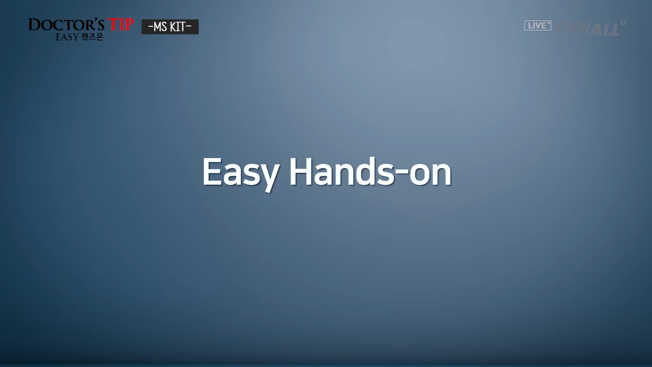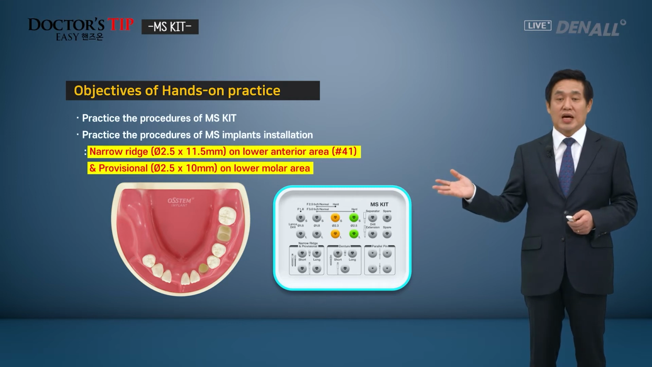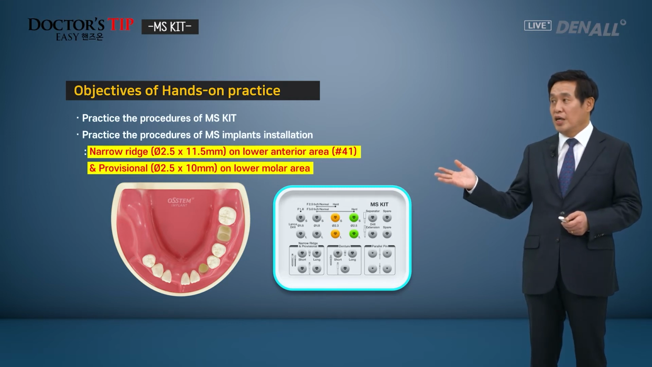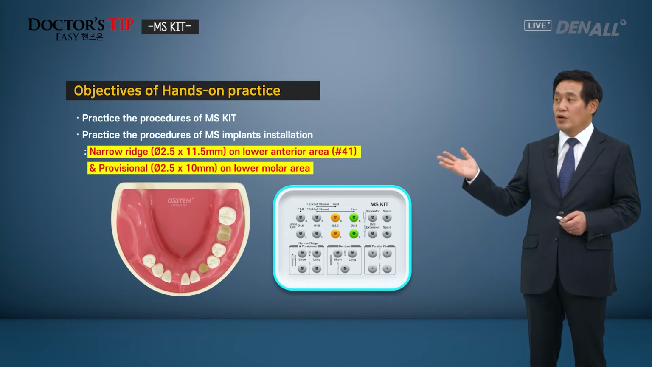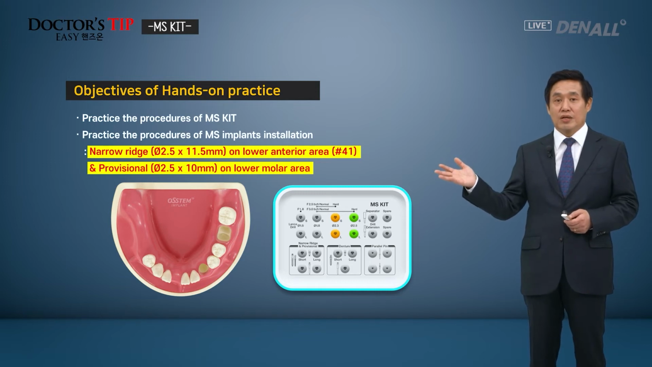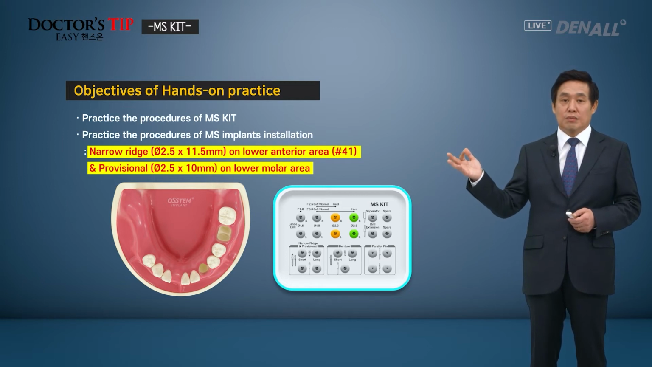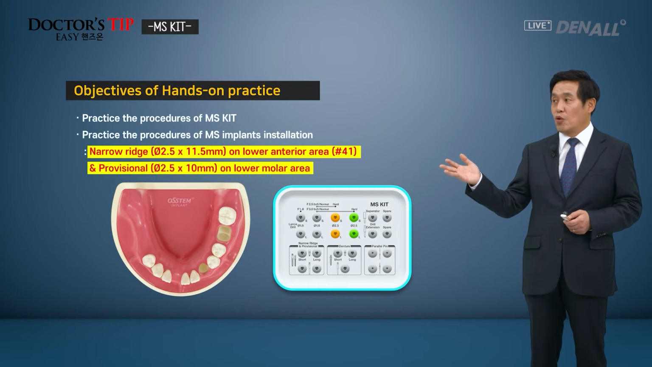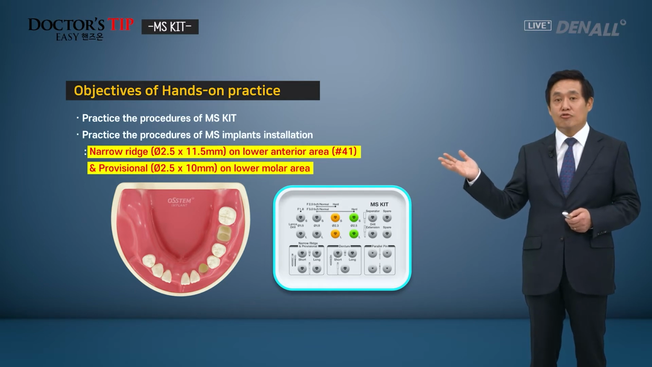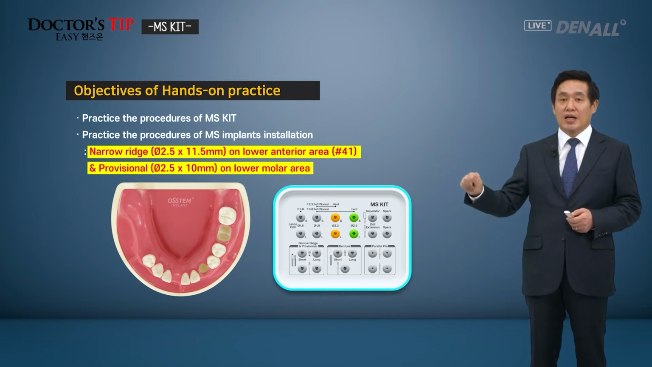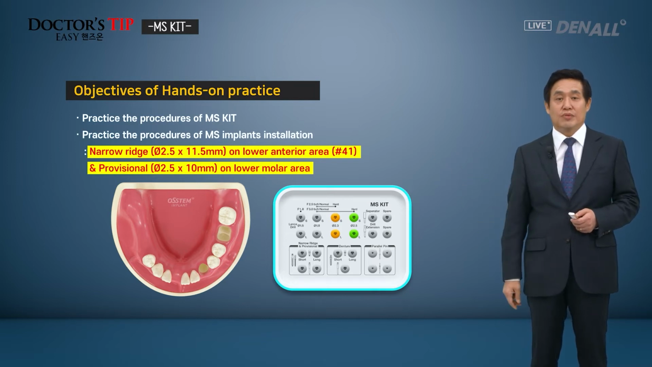Next, I will go into hands-on practice. The model that I prepared for you today has number 41 missing, and here, using the MS kit, a narrow ridge type MS fixture, 2.5 by 11.5 millimeter implant, will be placed on the lower anterior area, and then a provisional type 0.5 times 10 millimeter will be placed on the lower molar area. So I'll show you through hands-on how the provisional prosthesis is bent, and if there's a fracture while bending, how it's removed.